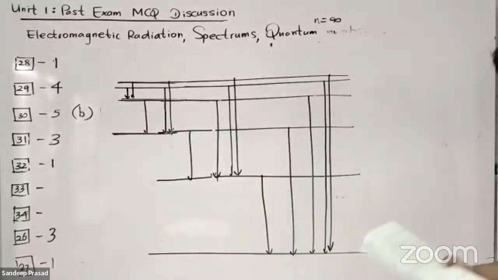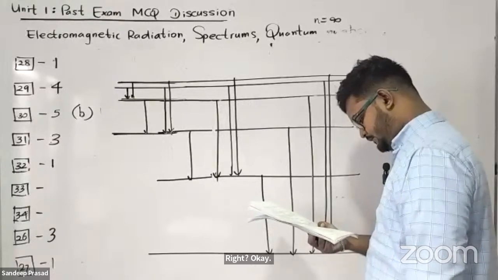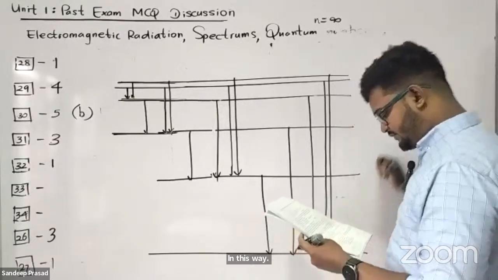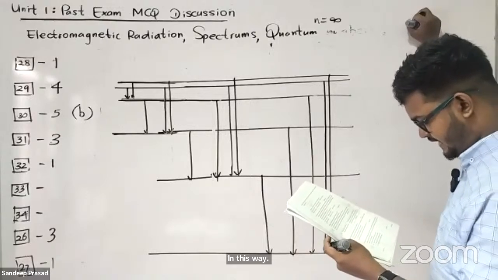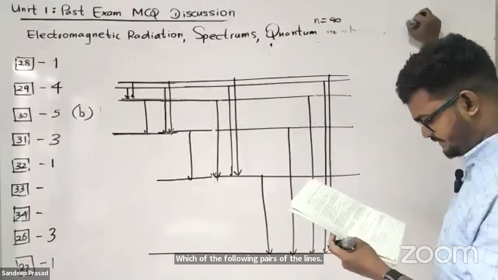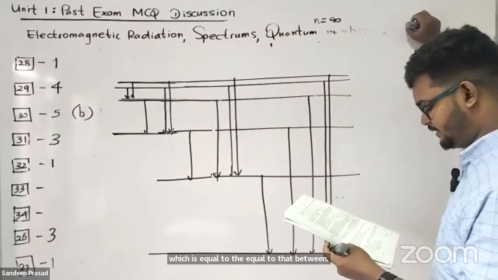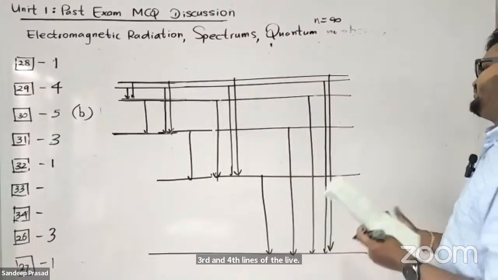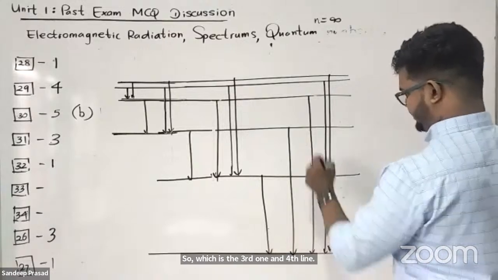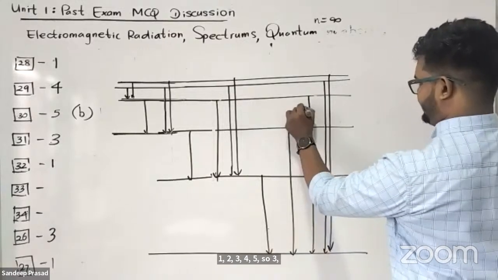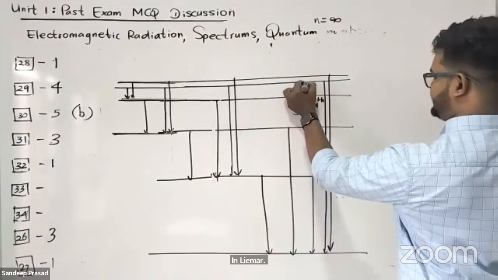Okay. In this way. Which of the following pairs of lines have a difference between them which is equal to that between the third and fourth lines of the Lyman series? So which is the third and fourth line? 1, 2, 3, 4, 5. So the third and fourth one is this one in Lyman. That means if you consider a gap, this is the gap.